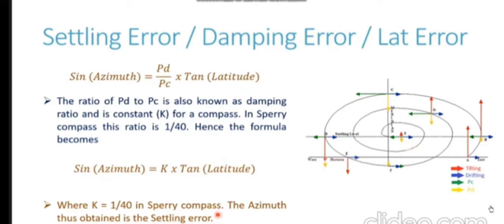You use this damping ratio and you use this formula. The azimuth which you obtain here is nothing but the settling error. As you can see in the diagram, the azimuth here is the difference between the meridian and the spin axis. The azimuth basically tells you the direction in which the spin axis points. So whatever azimuth you obtain from this formula, this azimuth is your damping error.